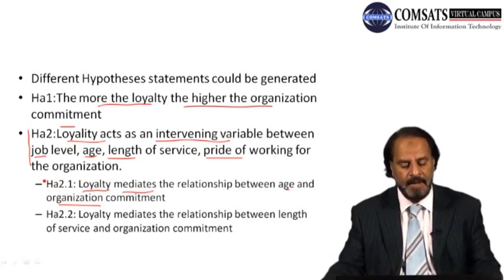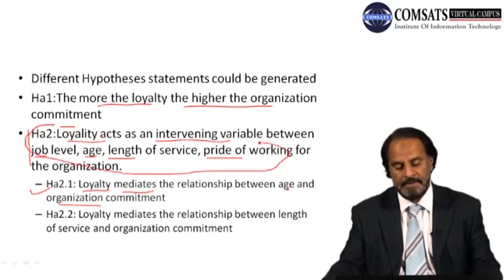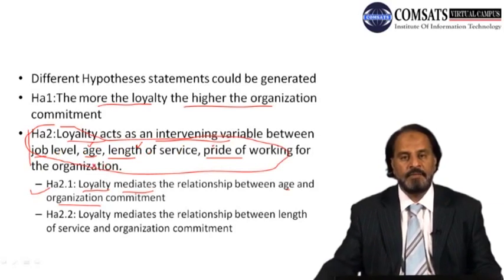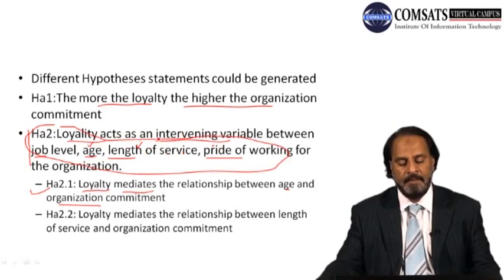Here we defined all the variables in one hypothesis. Here we defined them in sub-hypotheses, which are much easier to prove. Because if we try to prove this hypothesis, the problem is that maybe you might be able to prove the hypothesis with these two variables, but not with this variable or that variable. In this case, you might say that the hypothesis is partially proven. But to properly test, ideally you should state these sub-hypotheses, which could be tested separately, like this. Say loyalty mediates the relationship between age and organization commitment.